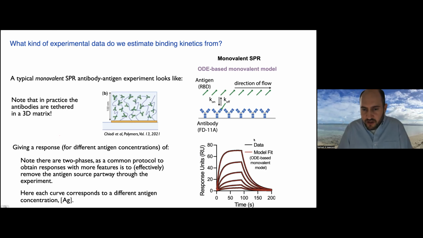So what you see here is a typical set of experimental data. If we look at one of these curves, they're flowing over the antigen at a fixed concentration. Each curve is a different concentration. So this is higher concentrations of antigen.